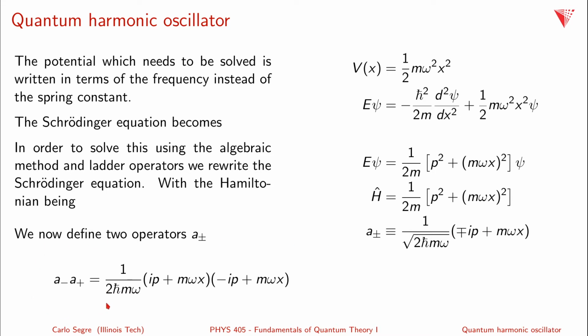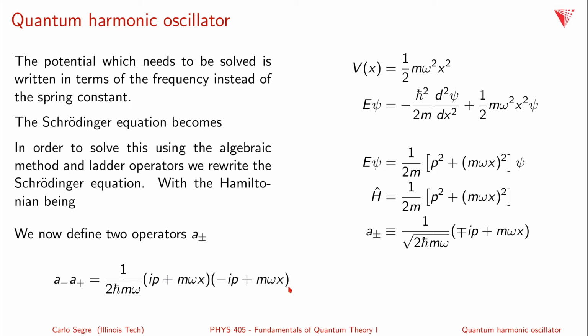If I now write the combination a minus a plus, I have a minus a plus, where the minus sign gives me the plus sign here, and the plus sign gives me the minus sign here. So I have a minus first, and this is squared, so it gives me 1 over 2 h bar m omega. Then I have ip plus m omega x times minus ip plus m omega x.